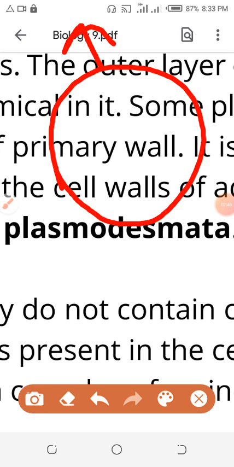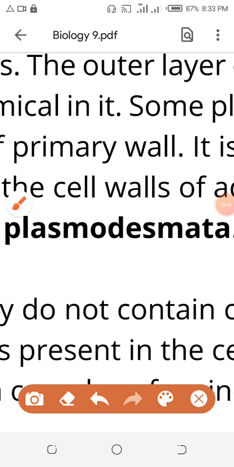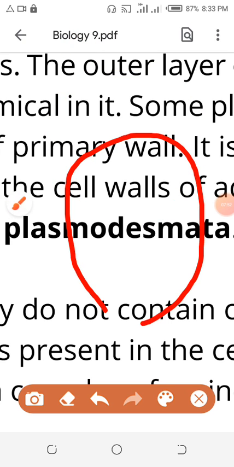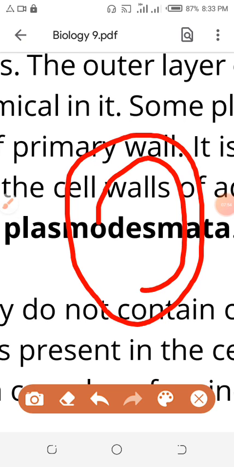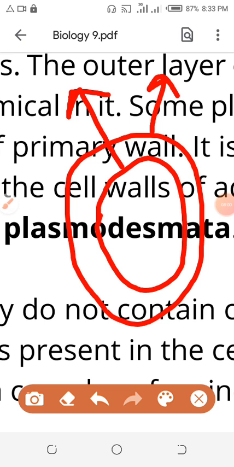And when the cell has two boundaries, meaning it has two cell walls, outside and then inside, the outer boundary will be called the primary cell wall and the inner boundary will be called the secondary cell wall. The primary cell wall will be composed of cellulose, and the secondary cell wall will be composed of lignin. Do you remember? Now this is a triangle conversation. Look here, two types of cell: parenchyma, sclerenchyma.